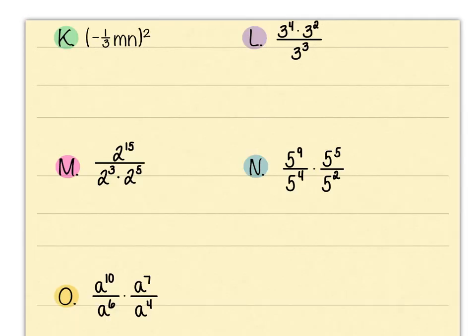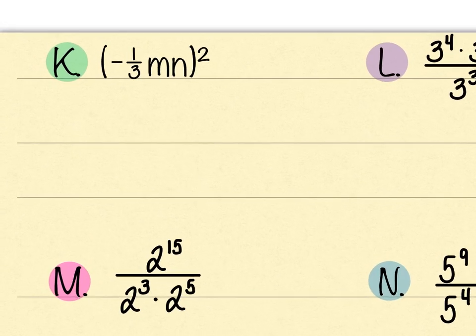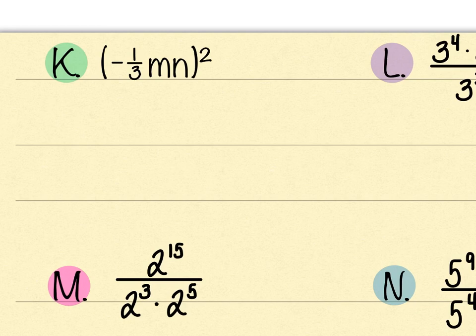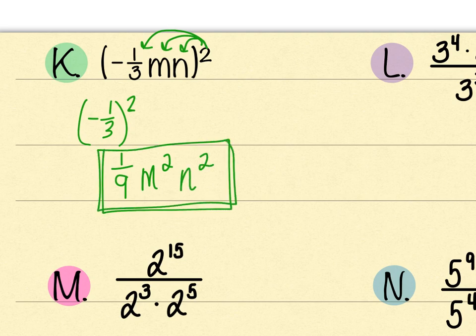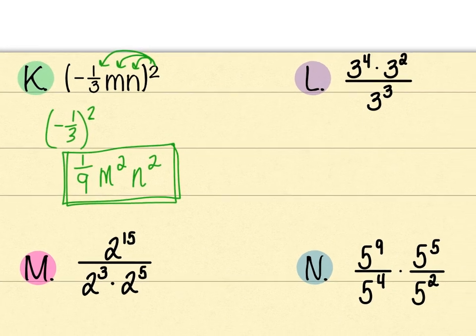All right, now we're going to crank it up a notch with a few more challenging examples here. So for K, again, I've got several things in the parentheses. Each one of these is going to get raised to the 2nd power. So I've got negative 1/3 being raised to the 2nd power, which, by the way, is going to give us positive 1/9. And then I've got m being raised to the second power, and then n being raised to the second power. So my final answer is positive 1/9 m squared n squared.